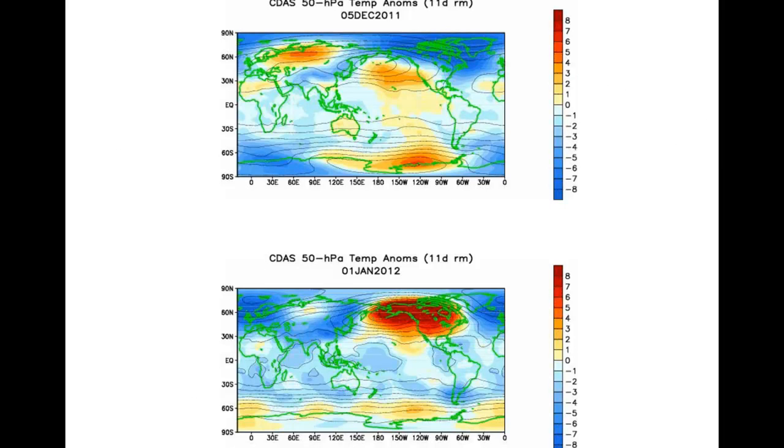Here's another look. I think we looked at 5, 10, and 70. This is just to give you a global look at the 50 millibar temperature anomalies. The top image is from the 5th of December, so the beginning of December. You can see very cold anomalies over the northern hemisphere, Canada, Greenland, Davis Strait up into the Aleutians even. And now the 1st of January, look how much things have changed in a month. So there's definitely something going on up there. Things are beginning to swing around here.